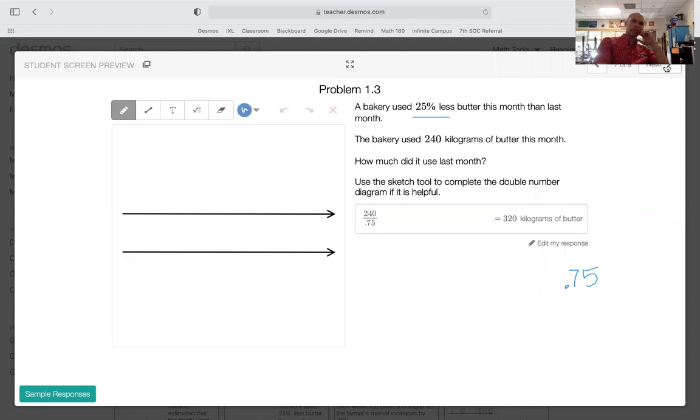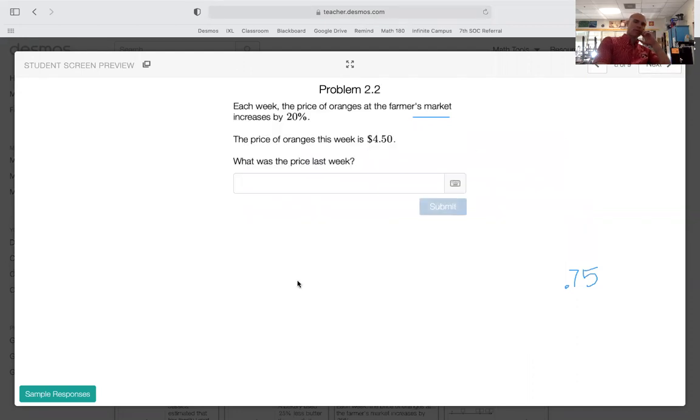The butter must be a big bakery. Well, I guess for a whole month, maybe that's not that much. 20 pounds a day. So, geez, yeah, that's kind of a lot of butter. All right, let's do this one.